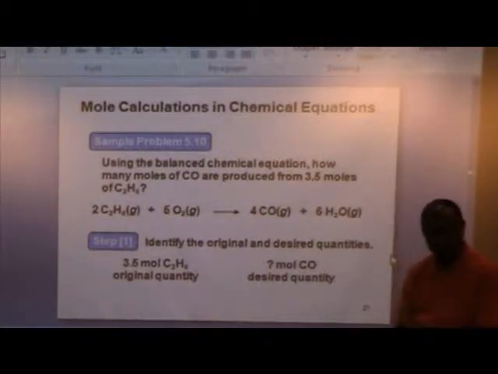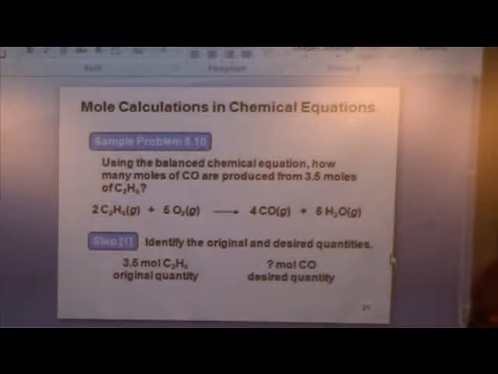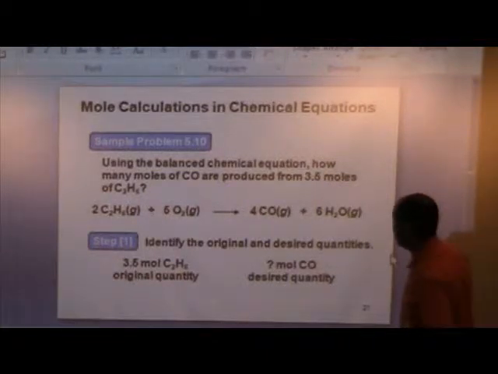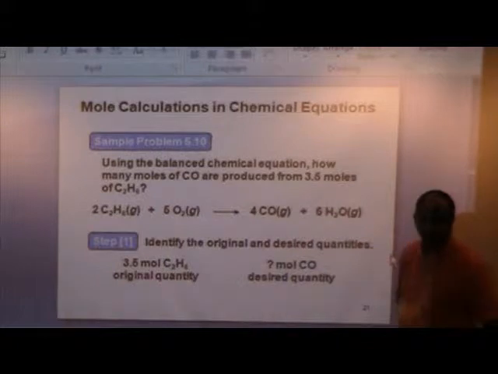Glucose reacts with oxygen, gives you what? Carbon dioxide and water. Okay? This is called a combustion reaction. So mostly organic compounds, when they react with oxygen, give you carbon dioxide and water.